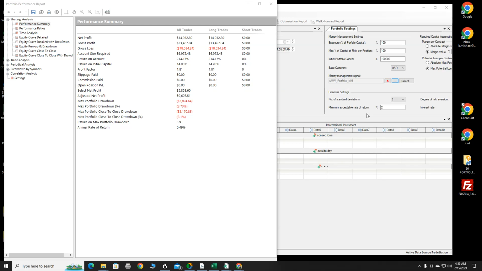Portfolio retrace method in portfolio for MultiCharts. This is one of my favorite methods of taking advantage of equity dips or drawdowns in a particular strategy or a portfolio. As I've learned over the years of trading, these are some of the best times to start trading your system.